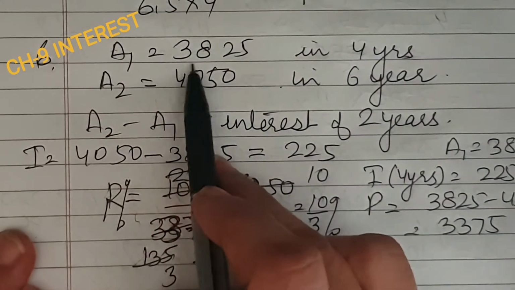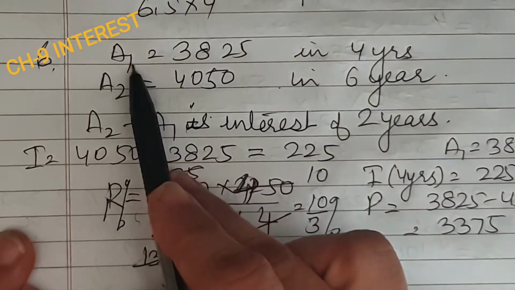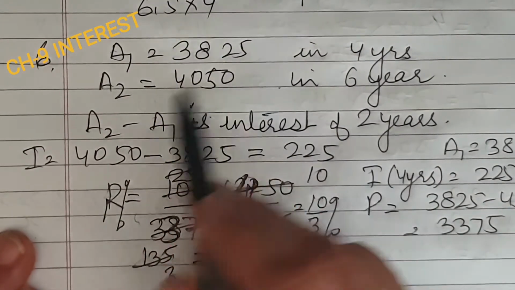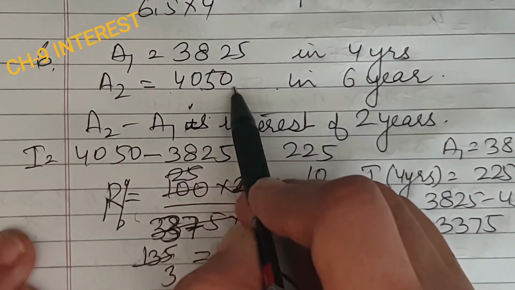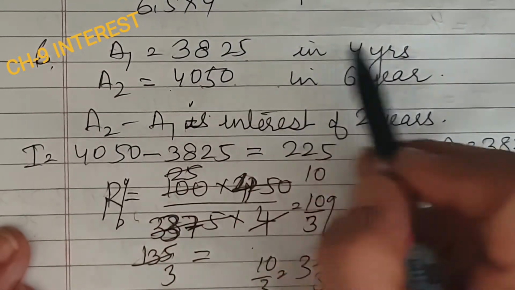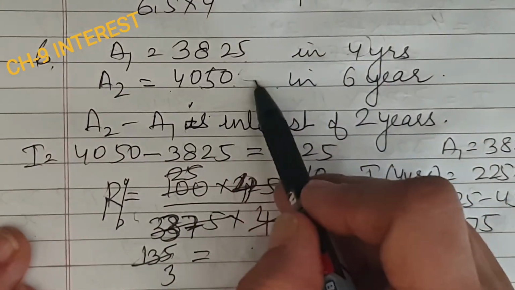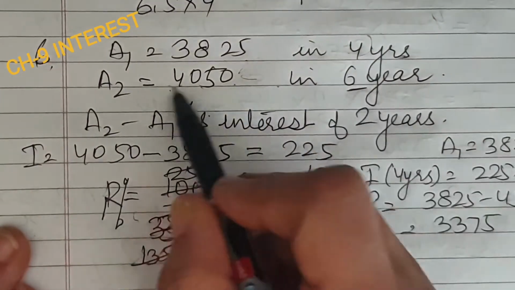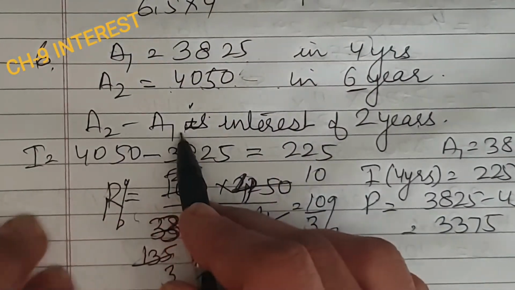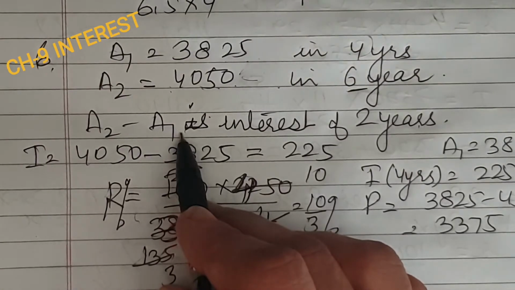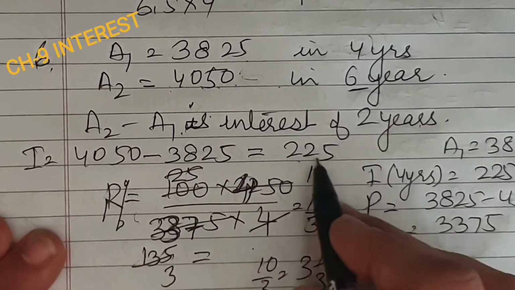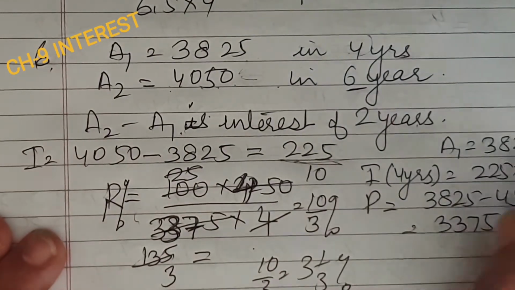In question number 6, you are given that A1, that is the amount in 4 years, is 3,825 and in 6 years is 4,050. That means the money grows to 3,825 in 4 years. And what extra has it got to be in 6 years? 4,050. So it means in 2 years it has gone to A2 minus A1, that is the interest for the 2 years. The difference between the two amounts is the interest of 2 years. So if the interest of 2 years is 225, is it?